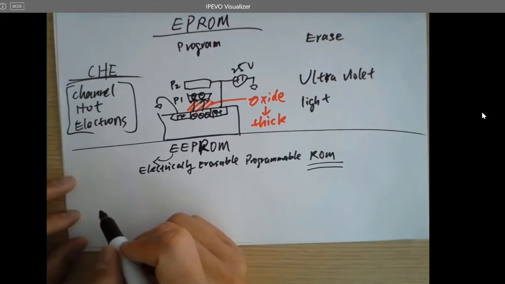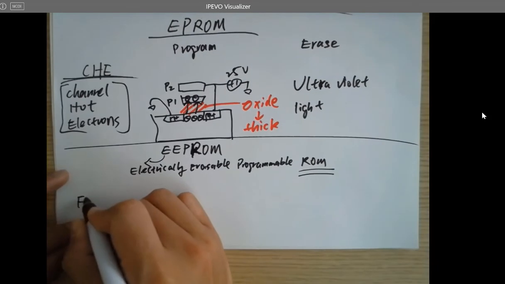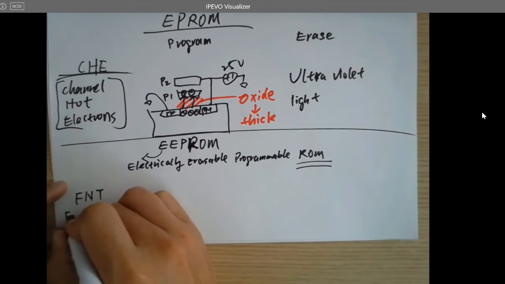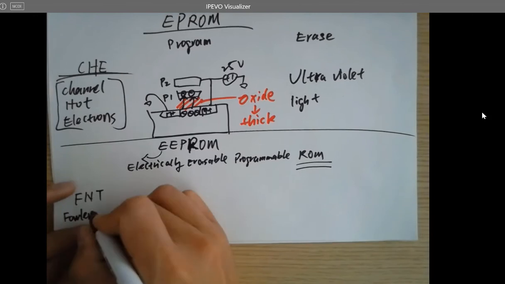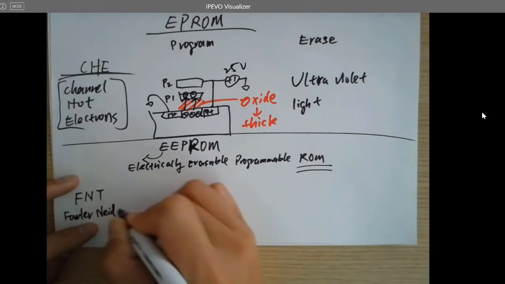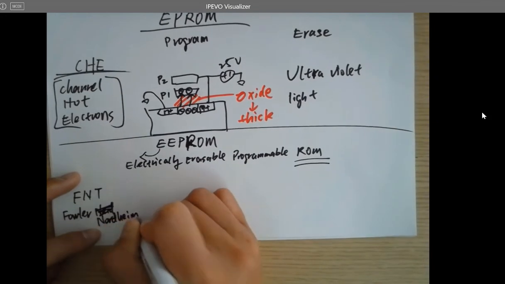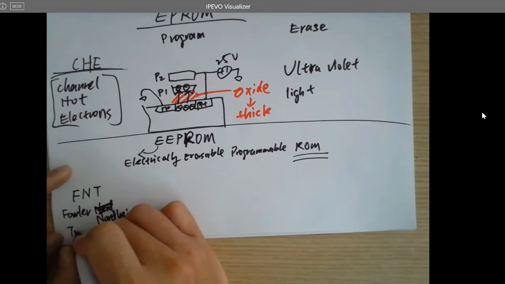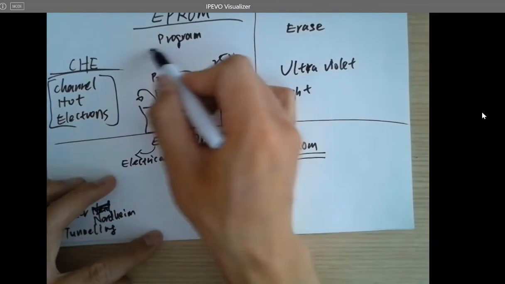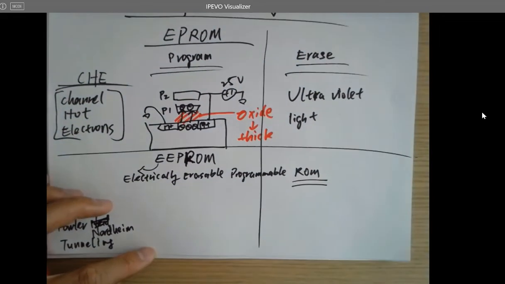And the mechanism behind the scenes is not CHE anymore. It's called FNT. So what is FNT? It's Fowler, that's a person's name, Fowler-Nordheim. T stands for tunneling. Okay, so the way to program it and erase it is kind of different compared to EPROM.